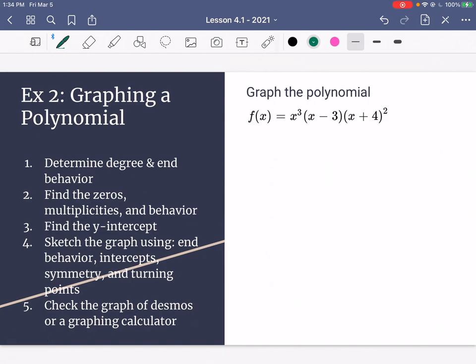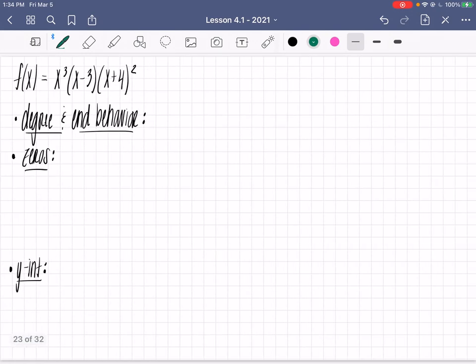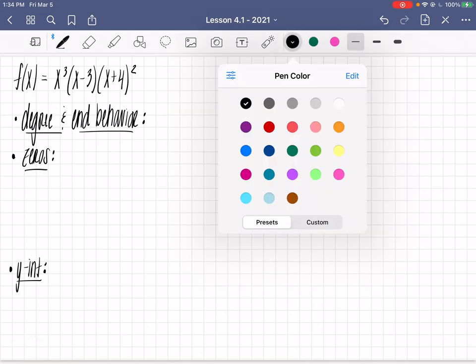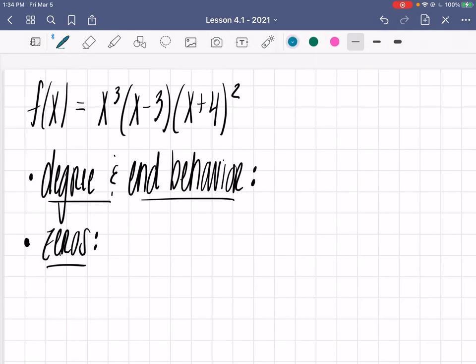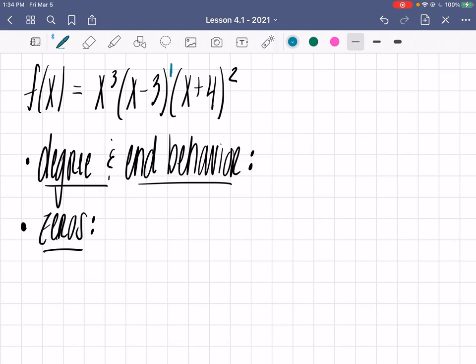Next example, and then we are going to do homework. So we've got f of x equals x cubed times x minus 3 times x plus 4 quantity squared. Looking at the degree, it's in factored form again, which oftentimes it's going to be, unless it's in standard form, then you're going to have to probably factor it to graph it.